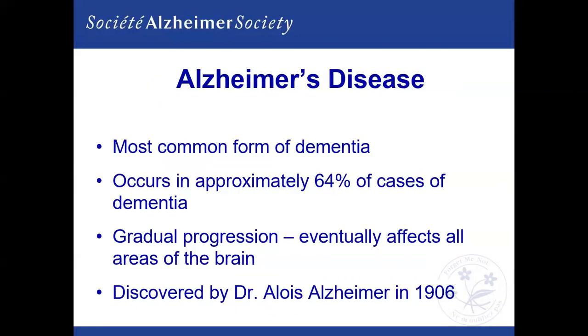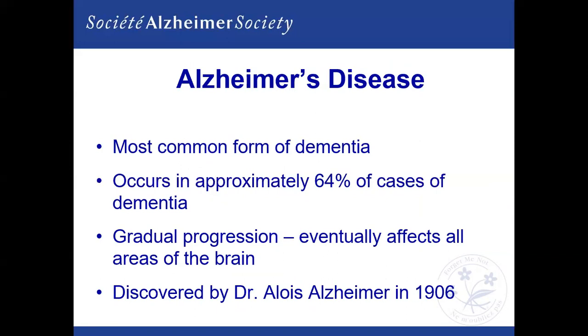So as you know by now, just from what we've already mentioned, Alzheimer's disease is the most common form of dementia, and it occurs in approximately 64% of all cases. So clearly at this time, it is the most prevalent. It's the form of dementia that we are most familiar with in terms of overall knowledge, but it's also the type of dementia that has been studied and researched the most.